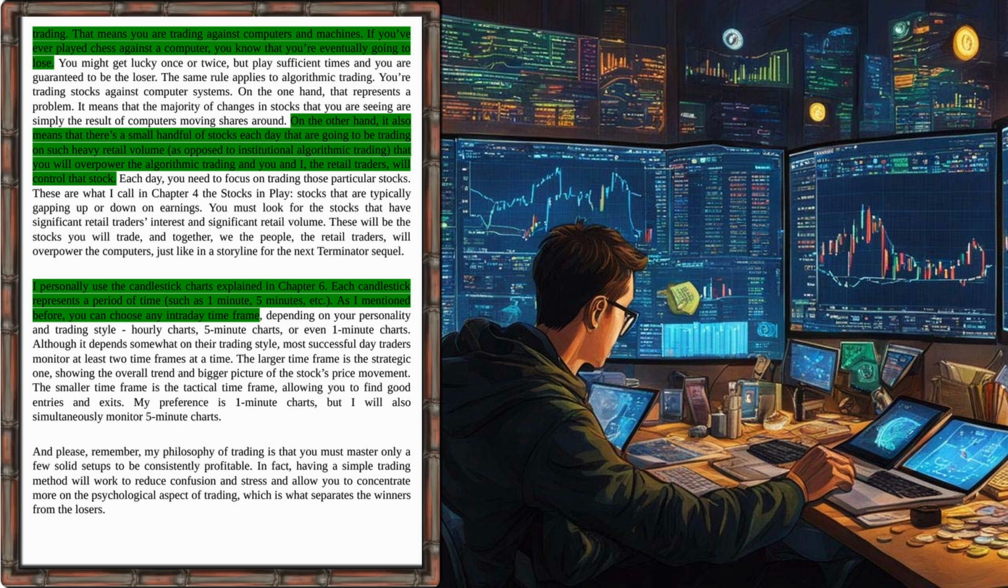These will be the stocks you will trade, and together, we the people, the retail traders, will overpower the computers, just like in a storyline for the next Terminator sequel. I personally use the candlestick charts explained in Chapter 6.